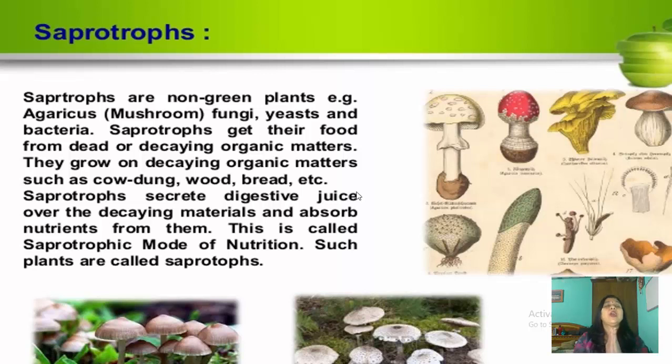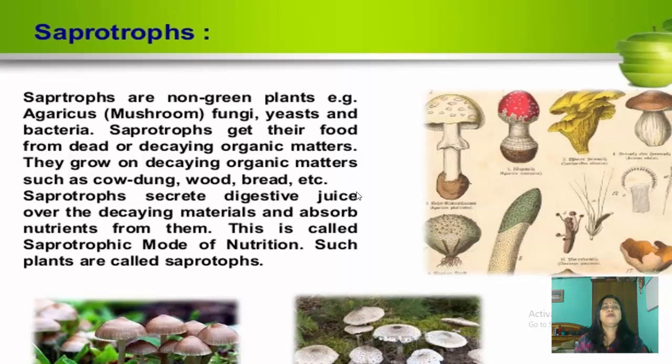The second category in the heterotrophic mode of nutrition is of saprotrophs or saprophytic plants. Saprotrophs are those plants. Obviously, as it is heterotrophic mode of nutrition, they are non-green plants, and in this category comes the agaricus, that is mushroom, fungi, yeast and bacteria.